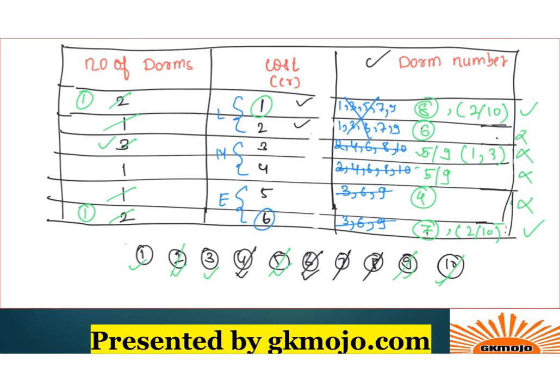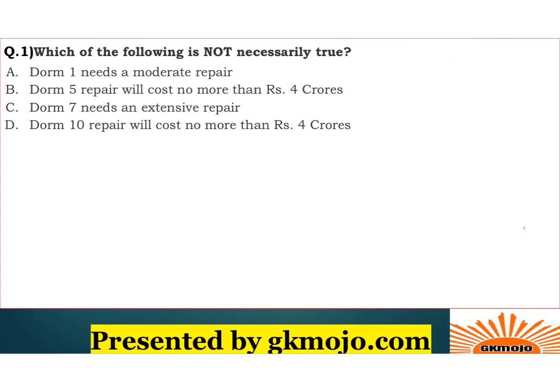Let us have a look at the questions now. Let us have a look at this question: which of the following is not necessarily true, right? So we have to find out a sentence which is not necessarily true. When I saw this DOM 10, I started with this option. Why? Because we had seen that 2 or 10 was coming under the bracket of 1 crore, right?